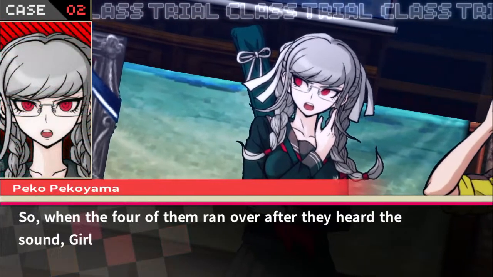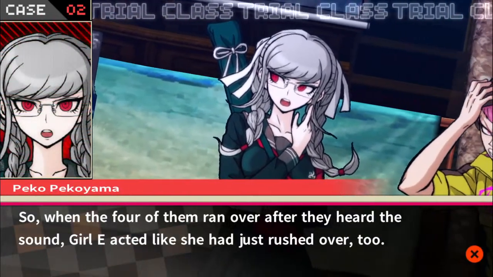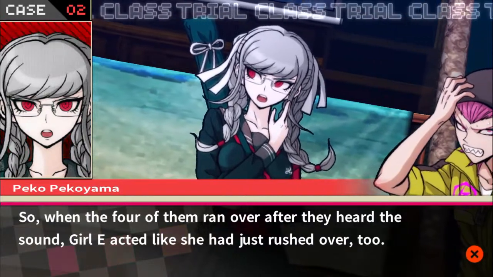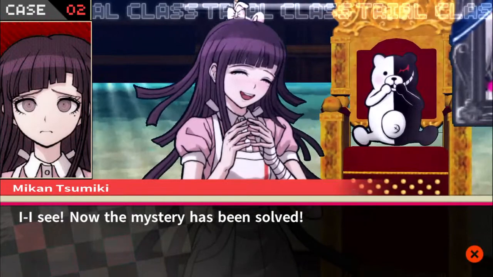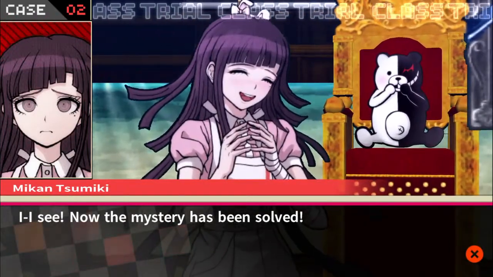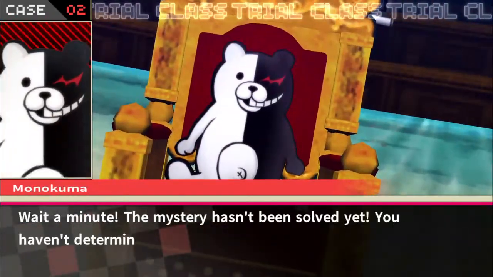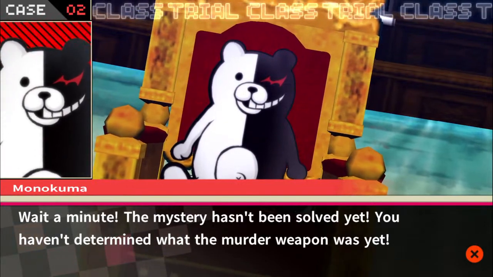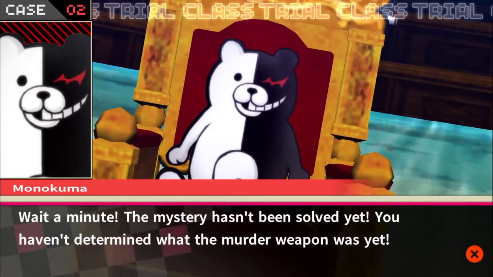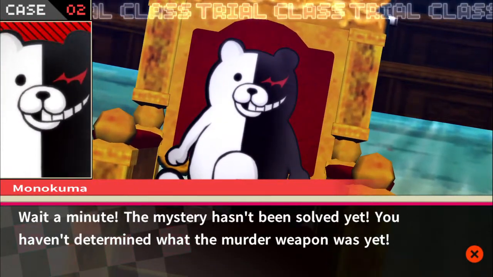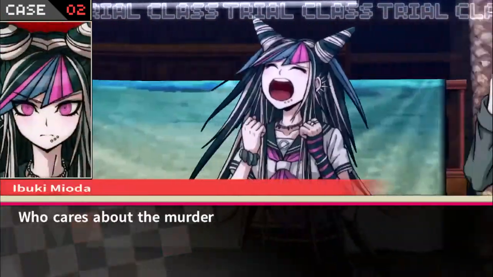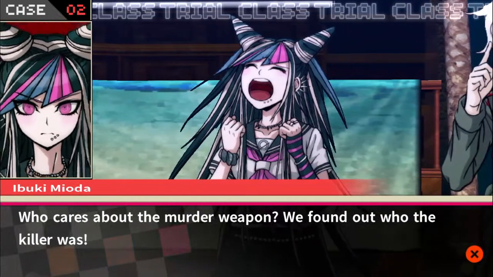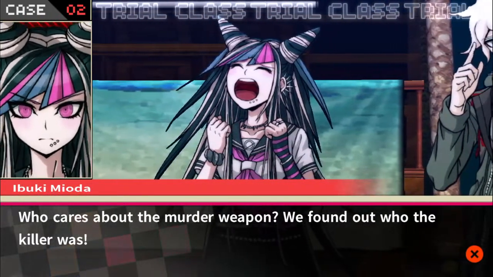So, when the 4 of them ran over after they heard the sound, Girl E acted like she had just rushed over too. I see! Now the mystery has been solved! Wait a minute! The mystery hasn't been solved yet! You haven't determined what the murder weapon was yet! Who cares about the murder weapon? We found out who the killer was!